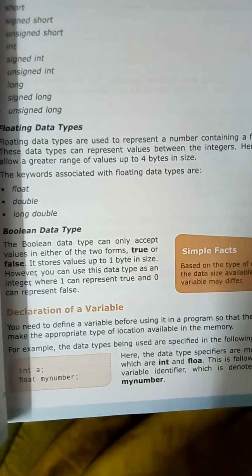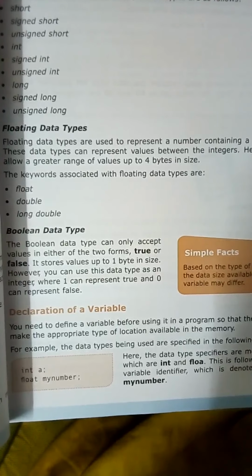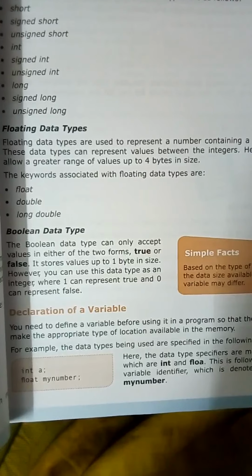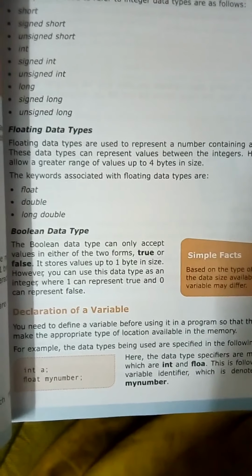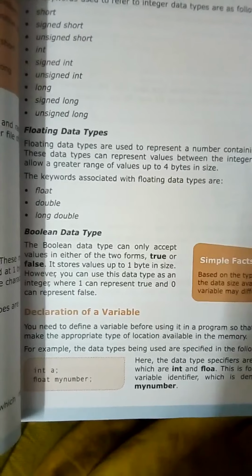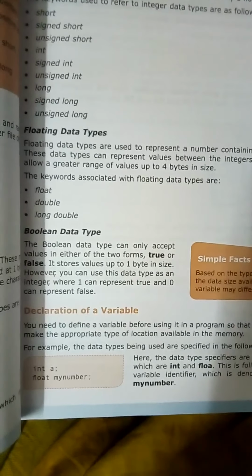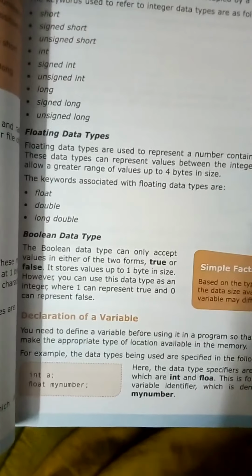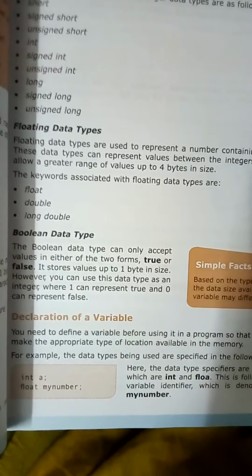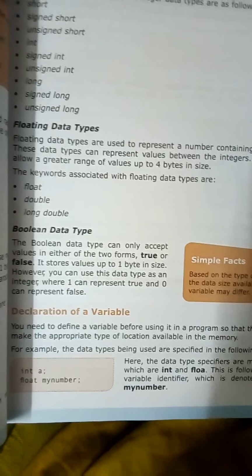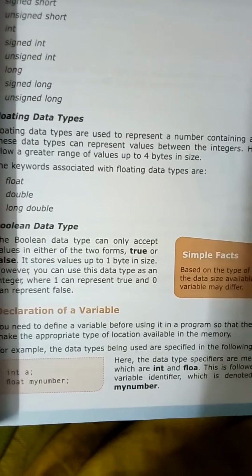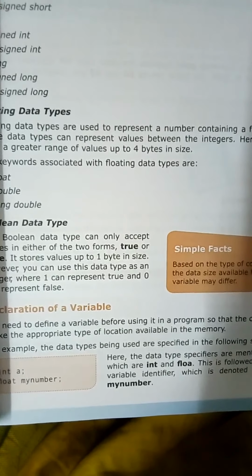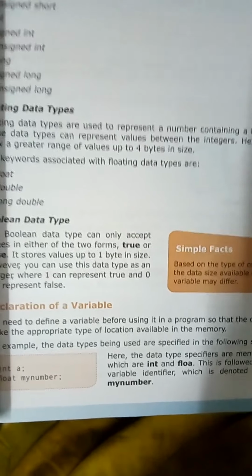Now suppose you write int num = 5.7, and you want to display that num. It will store the value, but because the data type is int, it will show 5 only, it will not show 0.7. But if you declare it as float, like float num = 5.7, and then display the variable num, it will show 5.7.